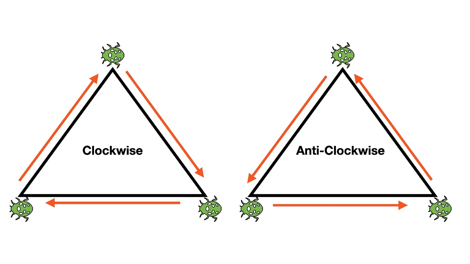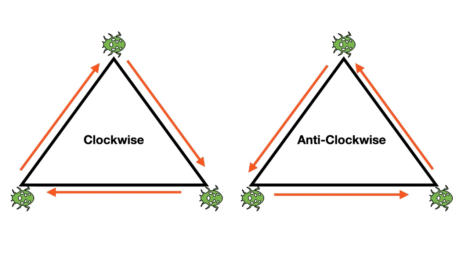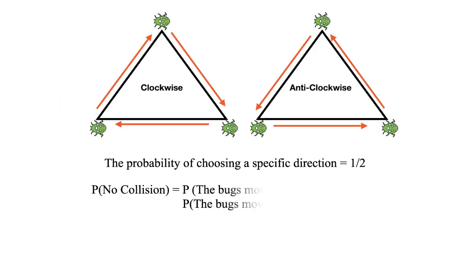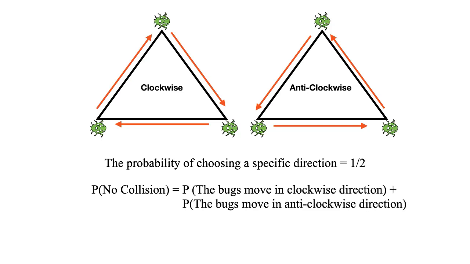Now the bugs can move either clockwise or anti-clockwise. The probability of choosing a specific direction is then 1 over 2. We will utilize the simple equation of probability to find our answer. The probability of no collision equals the probability that the bugs move in the clockwise direction plus the probability that the bugs move in the anti-clockwise direction.